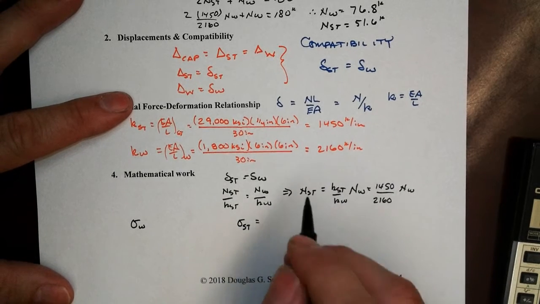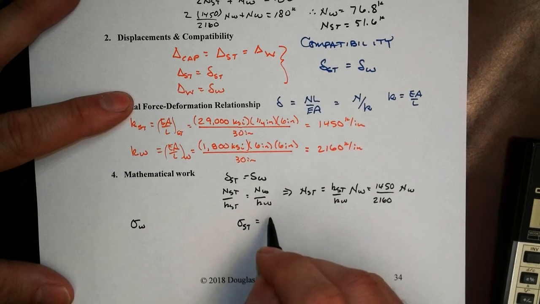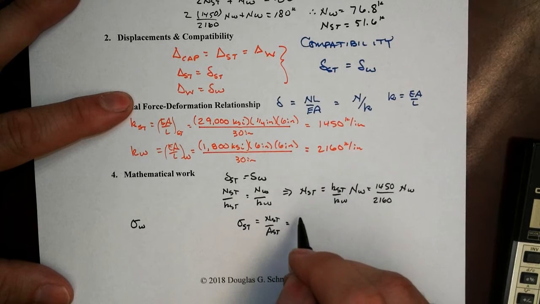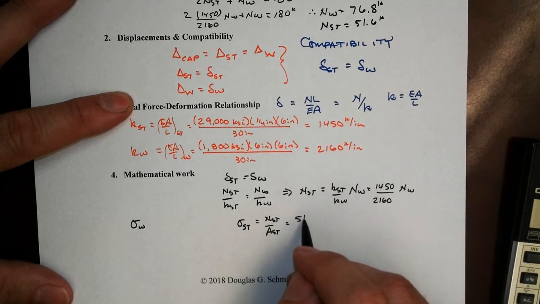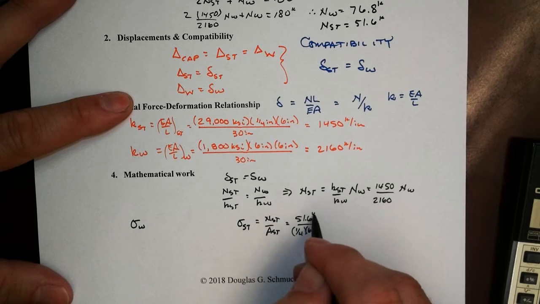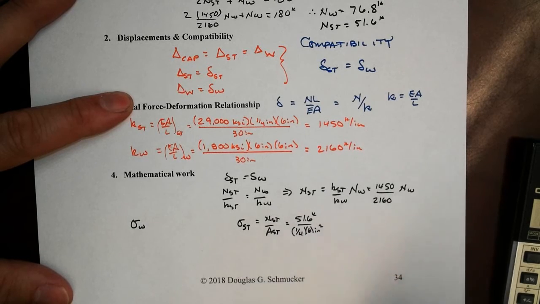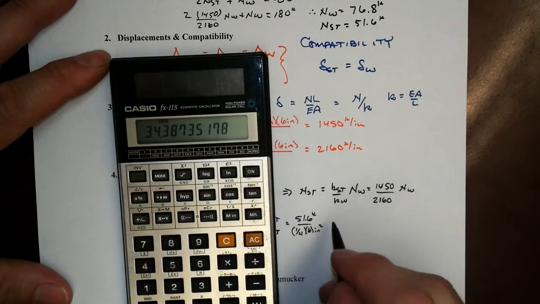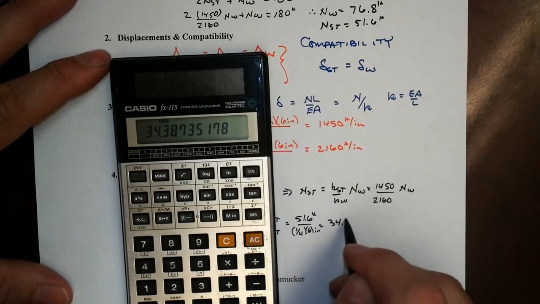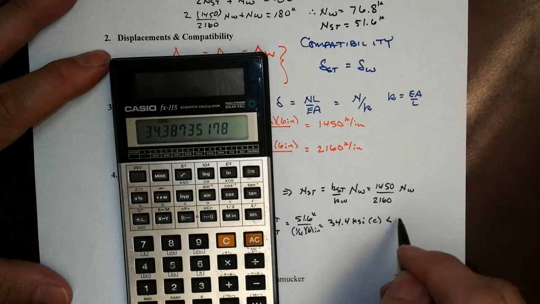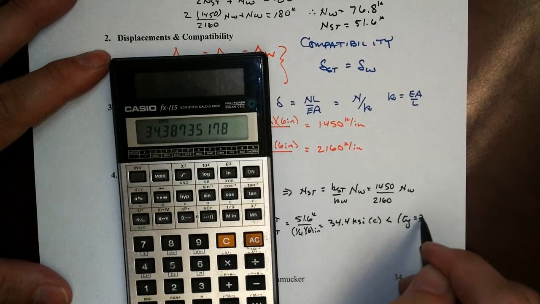Let's see, sigma steel, let's do that one. That's going to be N steel over the area of the steel. That represented only one of the plates, so that's 51.6 divided by 1/4 inch and a 6 inch, to get really 1.5 square inches. And that's 34.4 ksi in compression, and that is less than the yield stress of A36 steel, which is 36 ksi.